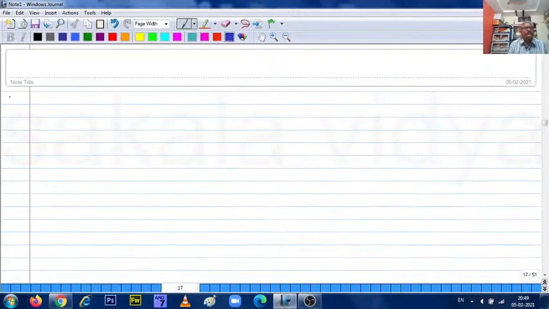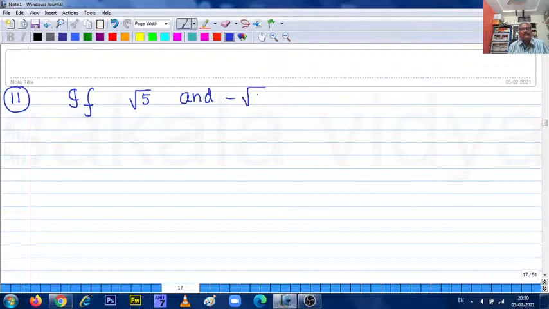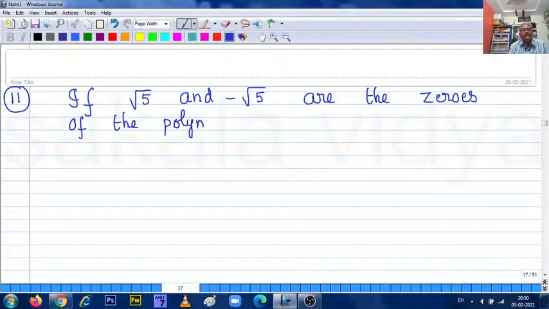Now 11th question. If root 5 and minus root 5 are the zeros of the polynomial, then find the polynomial.